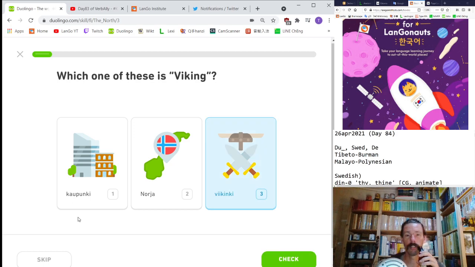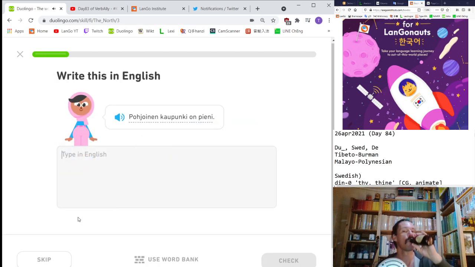Viikinki. Pohjoinen kaupunki on pieni. Northern city is small.